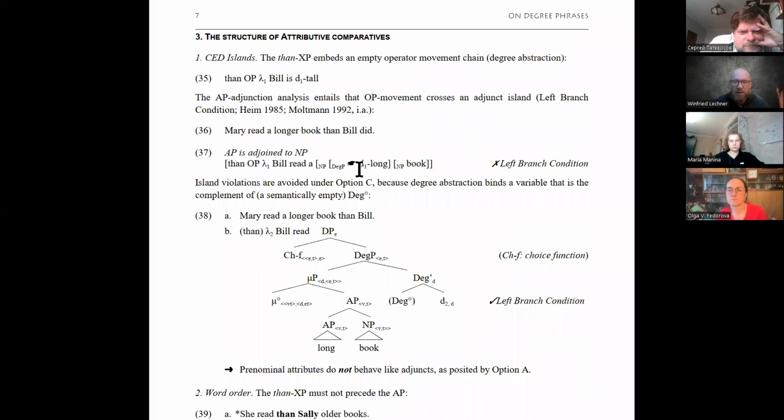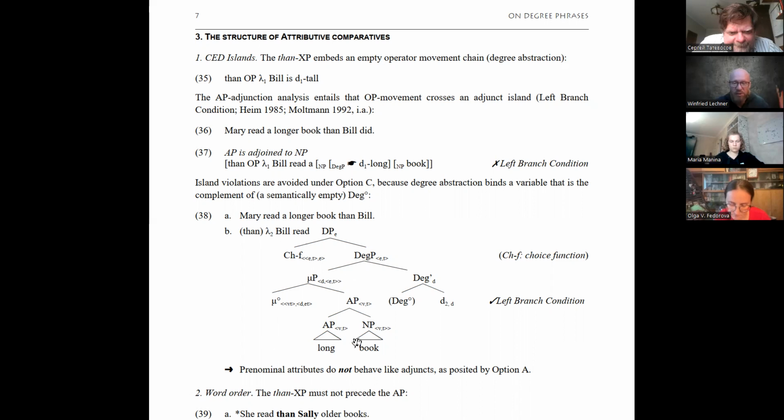Now, if we want to create that operator chain, we need to extract an adjunct out of a left branch, and that is generally disallowed, at least in Western Germanic languages. Interestingly enough, this violation of locality can immediately be circumvented once we assume that the adjective is not really an adjunct, but we have something like option C.